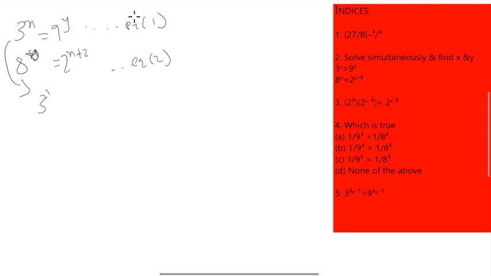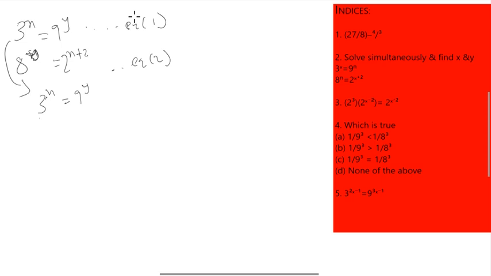So we have 3 raised to power x is equal to 9 raised to power y. We're going to break this down to eliminate these bases. These 3 and 9, we refer to them as bases, while the x and y are the powers of those bases. So we break the base down so that we just have x and y, and to do that, we have to check them.